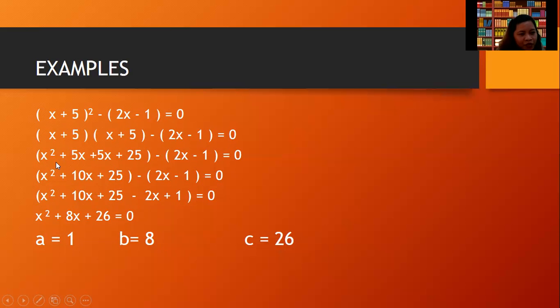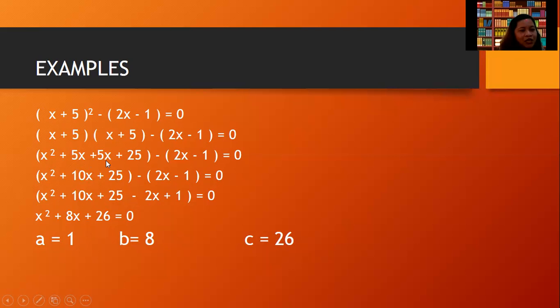Then, using the FOIL method from your grade 8, you multiply the first term, the outer term, the inner term, and the last term. So x times x is x squared. Multiply x and 5, so that will become 5x. 5 times x, that is 5x. And 5 times 5 is equal to 25. So copy the second given, minus the quantity 2x minus 1 equals 0. And after that, since that product of two binomials is done, we will combine like terms.